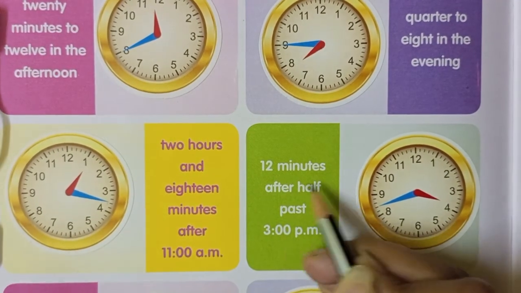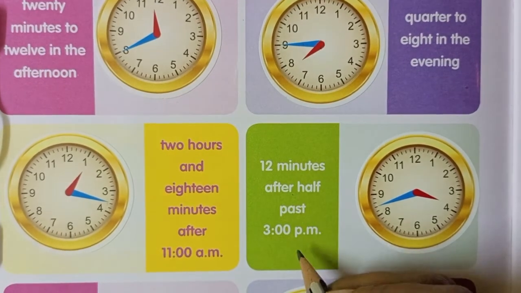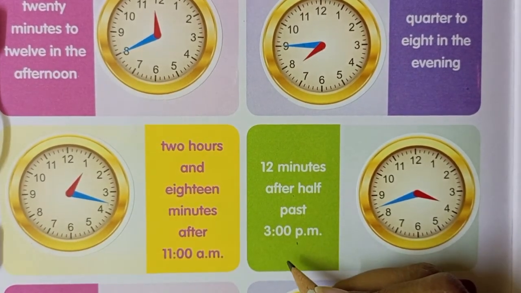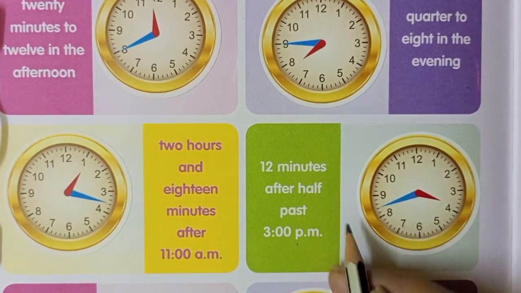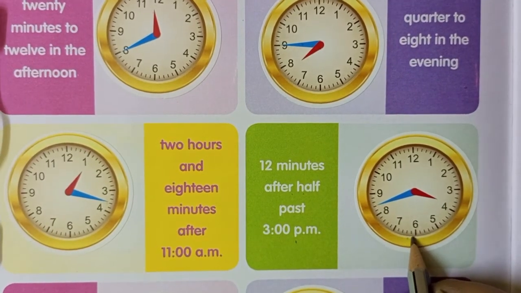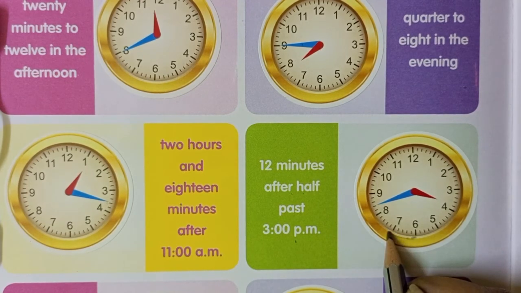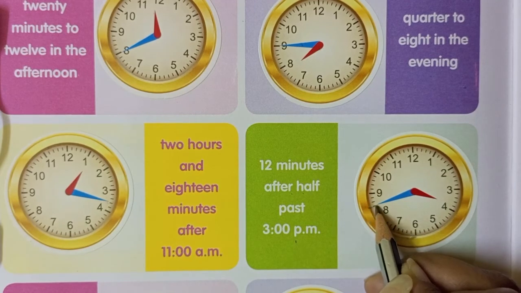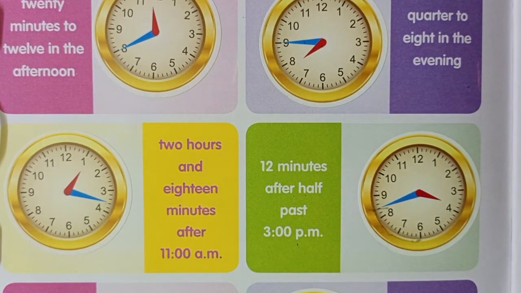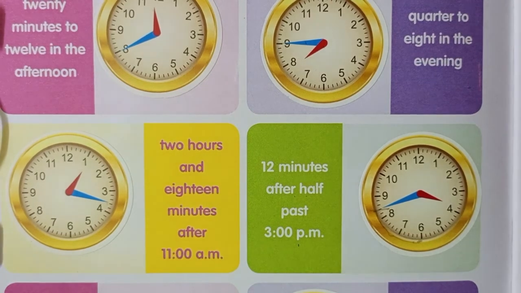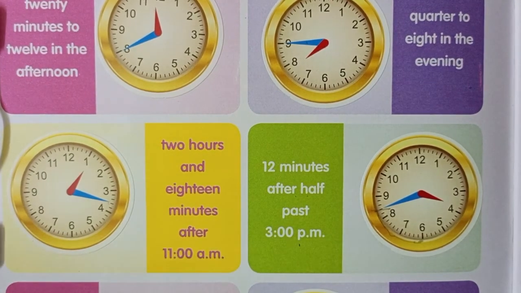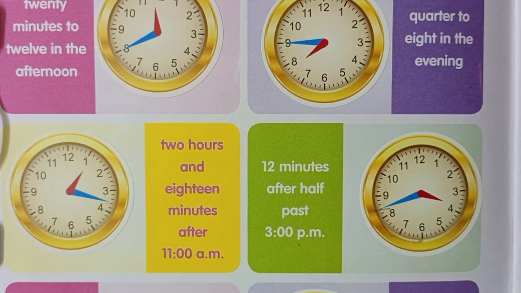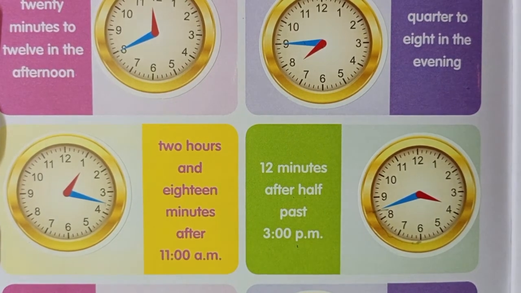Next one. 12 minutes after half past 3 p.m. 3 hours and half past completed. Half past means 30 minutes are completed, and again 12 minutes are completed. From here to here 5 minutes, from here to here again 5. So 5 plus 5 is 10, plus 2 minutes. So total 12 minutes are completed. So the time is 3 hours 42 minutes.